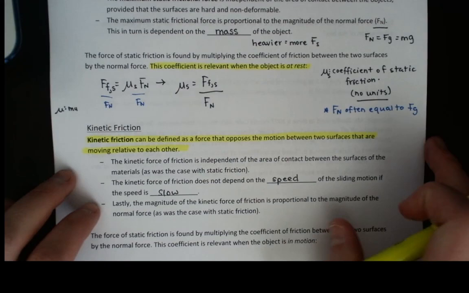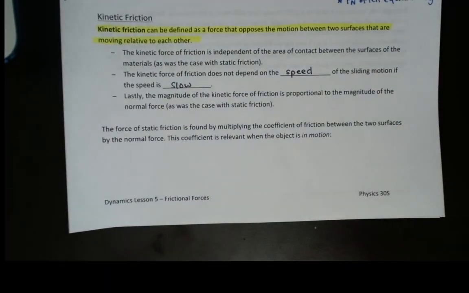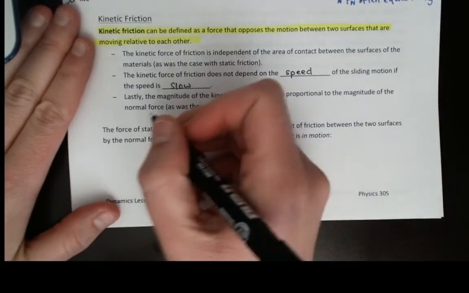We're going to use the exact same equation that we just made, except instead of static friction, we're talking about kinetic friction.